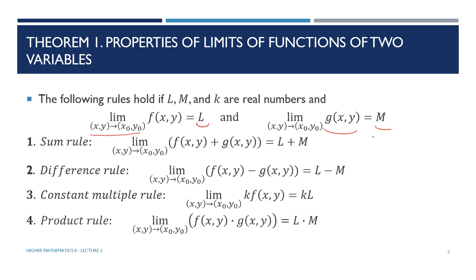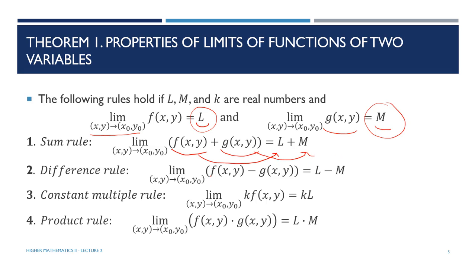In that case, we may check some rules now. The first rule says the limit of f of x, y plus g of x, y when the point x, y tends to the point x0, y0. We don't know their sum, but we know their limits calculated separately. So I know the limit of f of x, y is L from there, and I know the limit of g of x, y is M from here. So we just write L plus M.